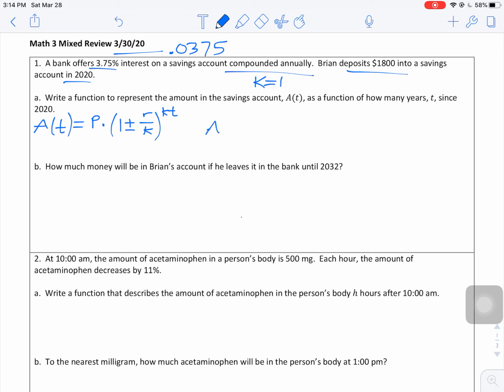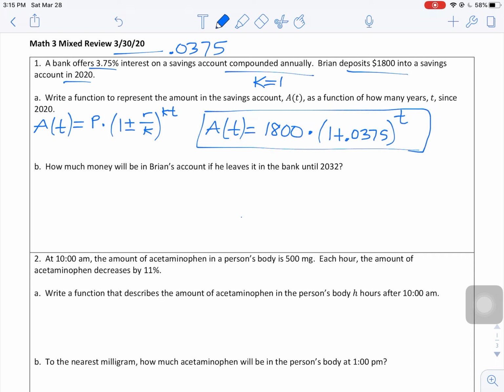So then A of t equals the principal, the initial amount of $1,800, times 1, and then since we're earning interest, plus the rate as a decimal, 0.0375. And again, I don't really need to worry about k because k is 1. I would be dividing by 1, so I don't need to write that. And then raised up to the t times k. Again, k is 1. So basically, that would be it for part A.